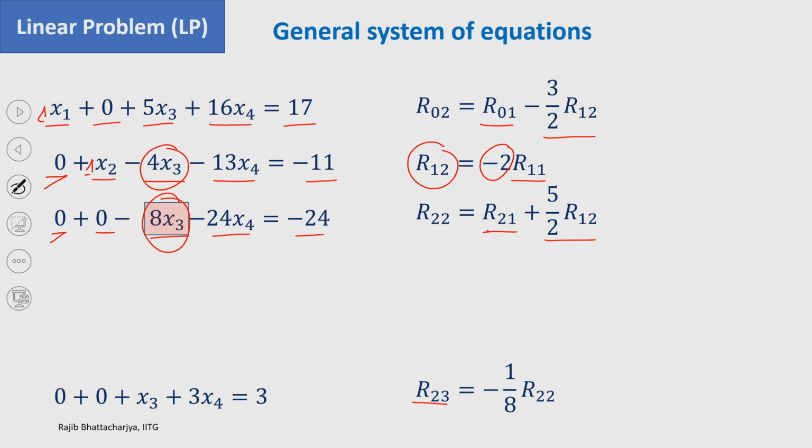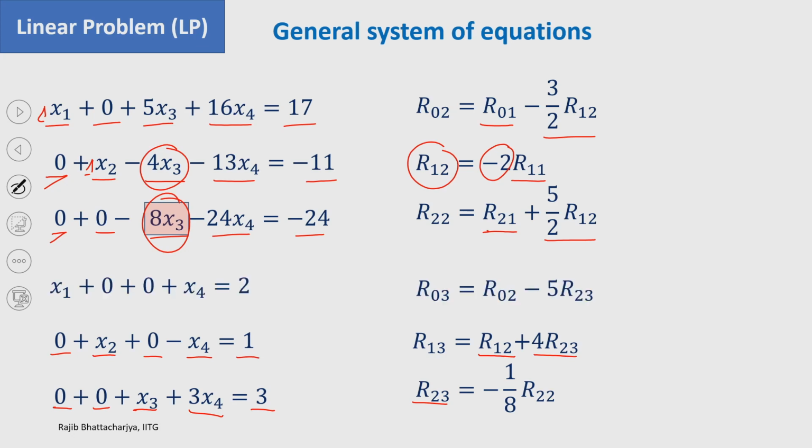minus 1 by 8 R 2 2. So, now here this is 0, this is 0, then the coefficient of x 3 here is 1, plus thrice x 4 equal to 3. Now I would like to make the coefficient of x 3 in the other two equations 0. For the second equation, if I do R 1 2 plus 4 R 2 3, I will be getting 0 plus x 2 plus 0 minus x 4, which is equal to 1. Similarly, for the first equation, if I do R 0 2 minus 5 R 2 3, I will be getting x 1 plus 0 plus 0 plus x 4.